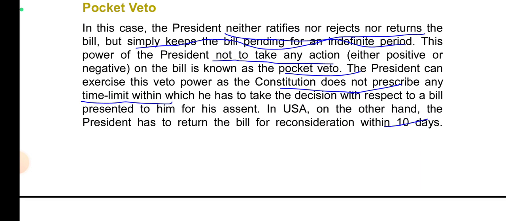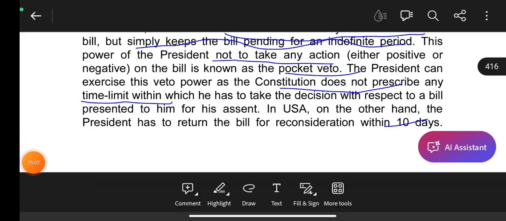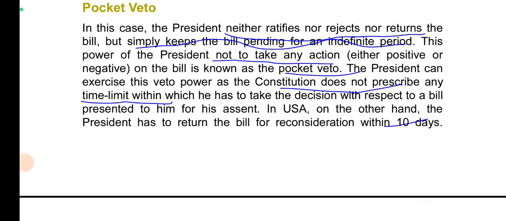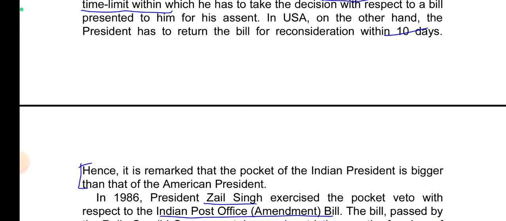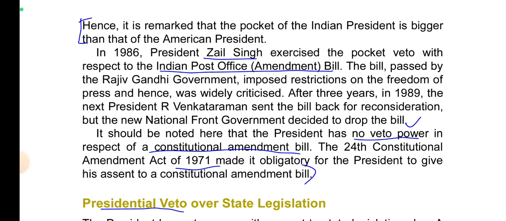Pocket veto. In this case, the President neither ratifies nor rejects nor returns the bill, but simply keeps the bill pending for an indefinite period. This power of the President not to take any action, either positive or negative, on the bill is known as the pocket veto. The President can exercise this veto power as the Constitution does not prescribe any time limit within which he has to take the decision with respect to a bill presented to him for his assent. In the US, on the other hand, the President has to return the bill for reconsideration within 10 days. Hence, it is remarked that the pocket of the Indian President is bigger than that of the American President.